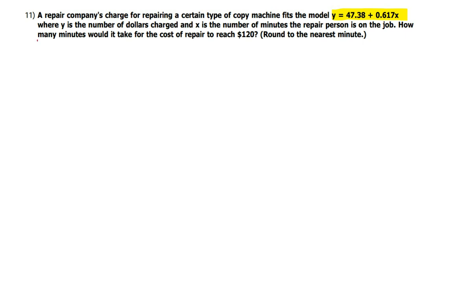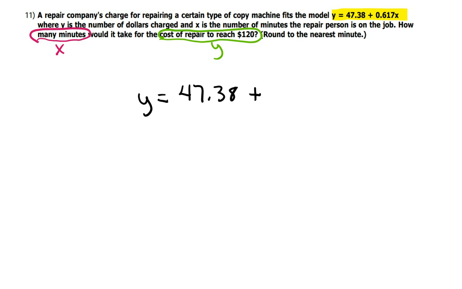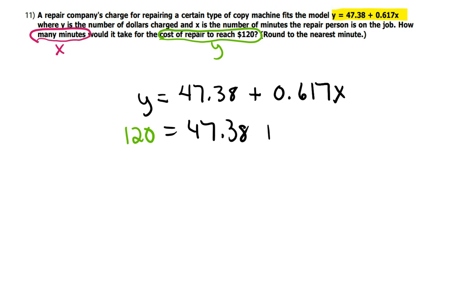Okay, how many minutes? That's my x. That's what I'm looking for. And how many minutes would it take for the cost of the repair to reach the 120? That's my y. So when I'm looking at this equation of y equals 47.38 plus 0.617x, the y is my 120. And we are looking for the x.